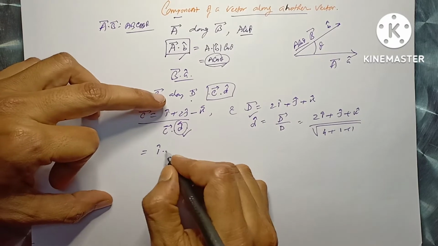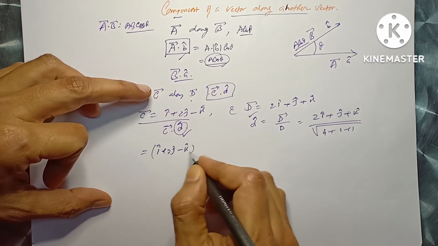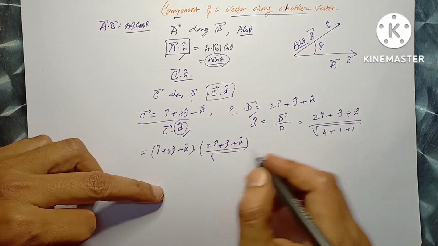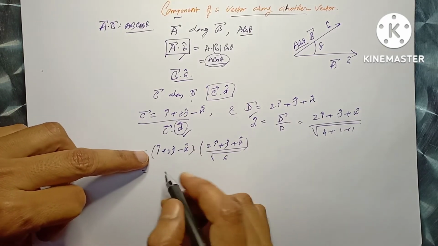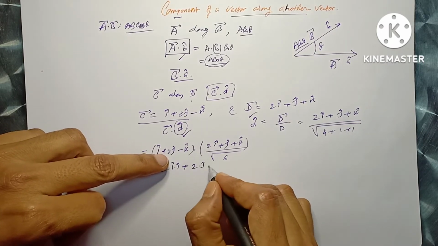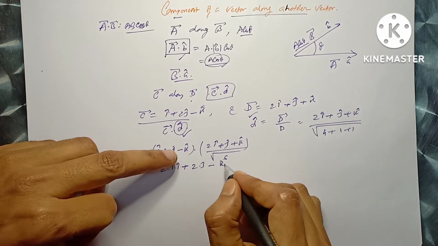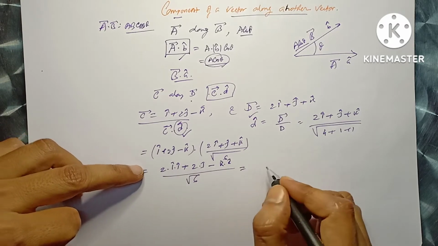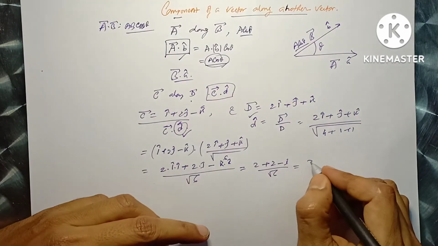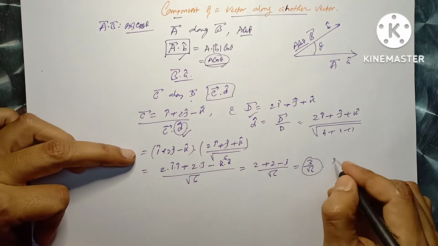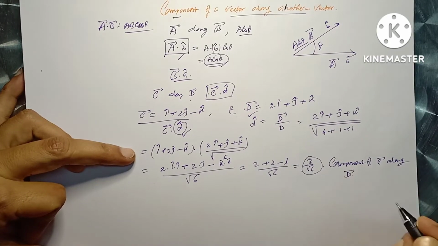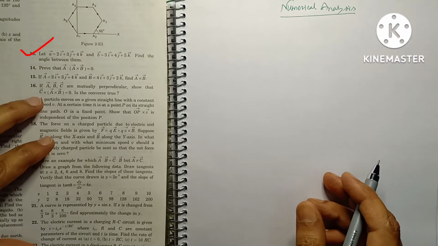With the dot product we get i cap plus 2j cap minus k cap dotted with 2i cap plus j cap plus k cap, divided by root 6. So the dot product: 2 into i dot i plus 2 into j dot j minus k dot k, divided by root 6. So that equals 2 plus 2 minus 1 divided by root 6, which means 4 minus 1, 3 divided by root 6. This is the component of C vector along D vector.